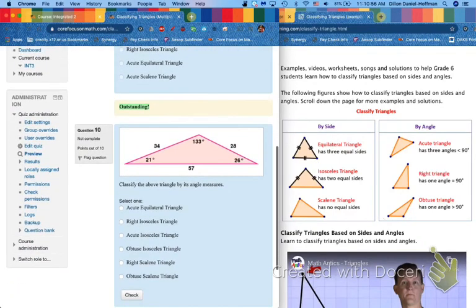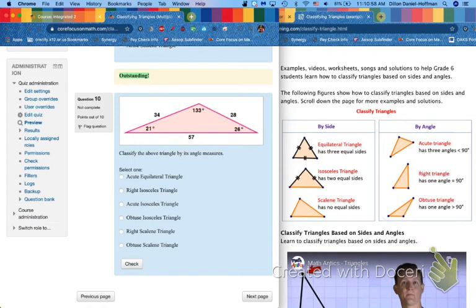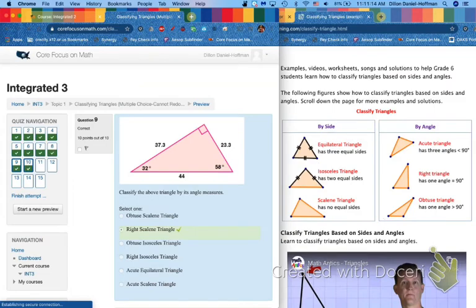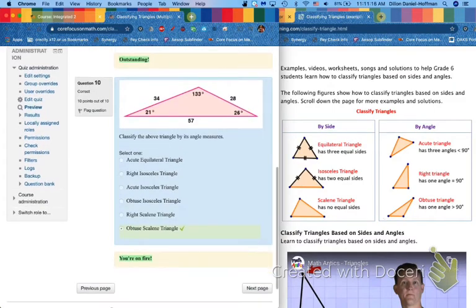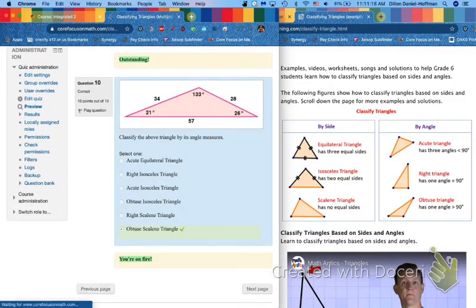Number 10 is still fishy. None of the angles or sides match, but we have the obtuse angle up here. Ooh, look at that. It's moved the whole triangle. Obtuse, larger than 90, so it's obtuse scalene. We got a big old fish for that one. You're on fire. Well, that's the opposite of a fish, swimming in water.